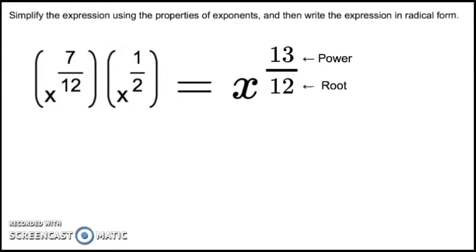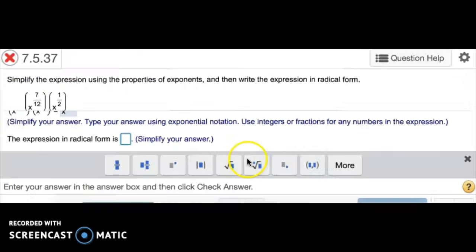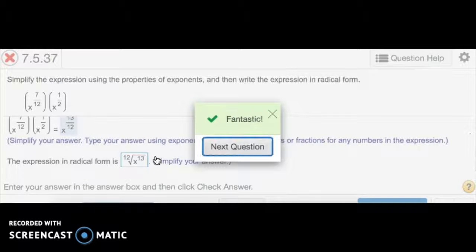So remember, the numerator is the power our exponent is being raised to. The denominator is the root. So it's going to be 12th root and x to the 13th power. So this is how I'm going to have to write this in radical form. So 12th root and x to the 13th power. That's number 25.